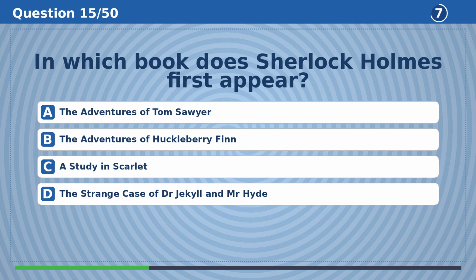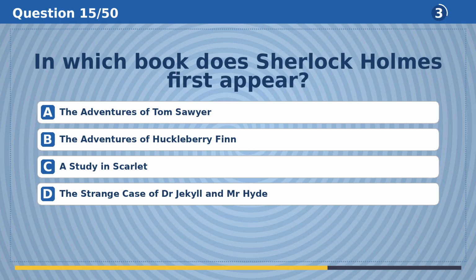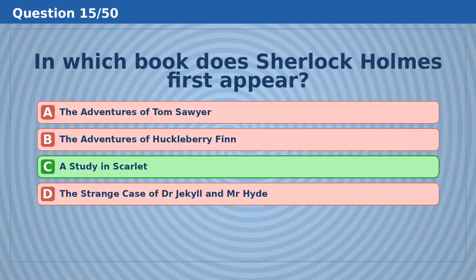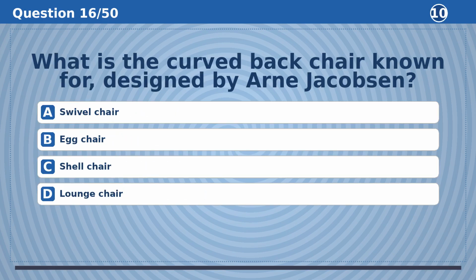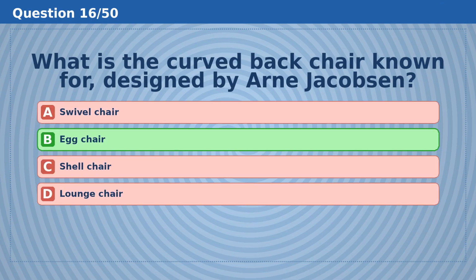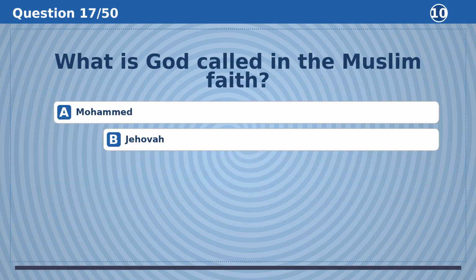In which book does Sherlock Holmes first appear? The answer is C, A Study in Scarlet. What is the curved back chair known for, designed by Arne Jacobsen? The answer is B, egg chair.